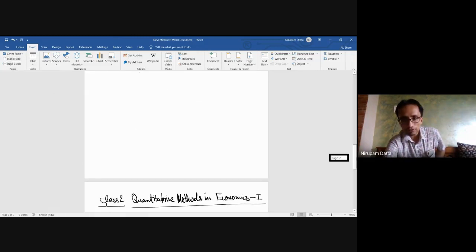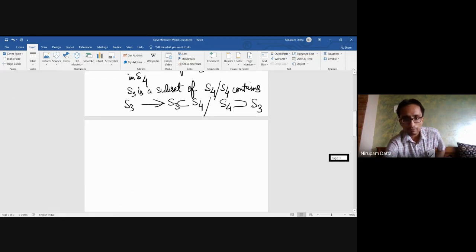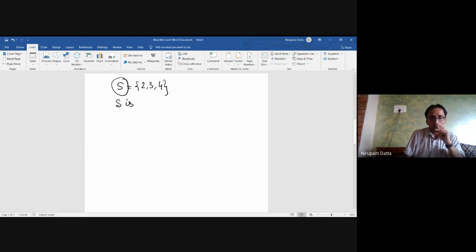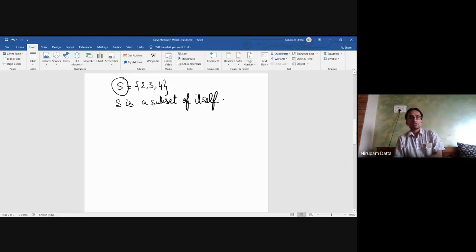So third type of relationship. Before we get to the third type of relationship, let us consider one more example. S = {2, 3, 4}. So here set S is a subset of itself, because it is containing its own elements, so it is a subset of itself.